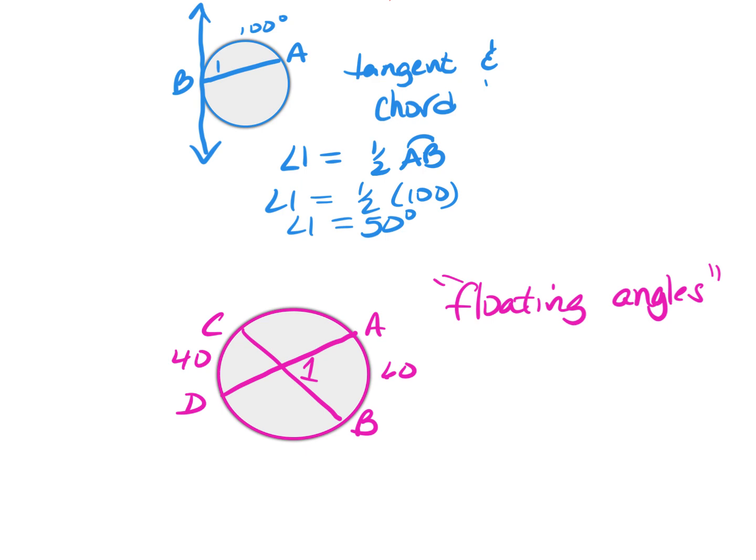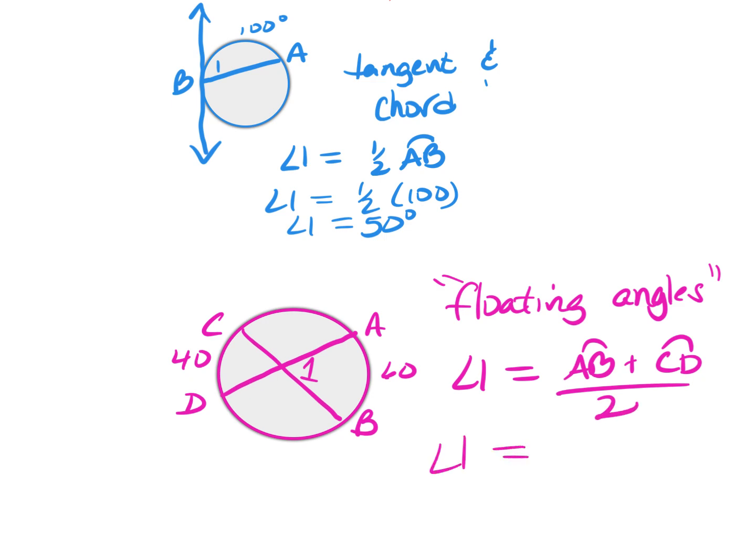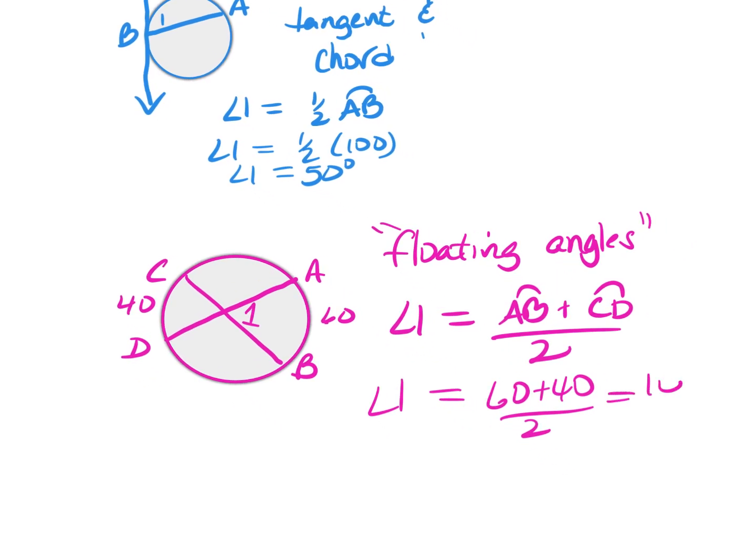So here, what you would do to find the measure of angle 1, you're going to add arc AB plus arc CD and divide it by 2, or 1/2 of that. So angle 1 would be 60 plus 40, divide by 2. This would give you 100, divide by 2, and angle 1 would be 50.